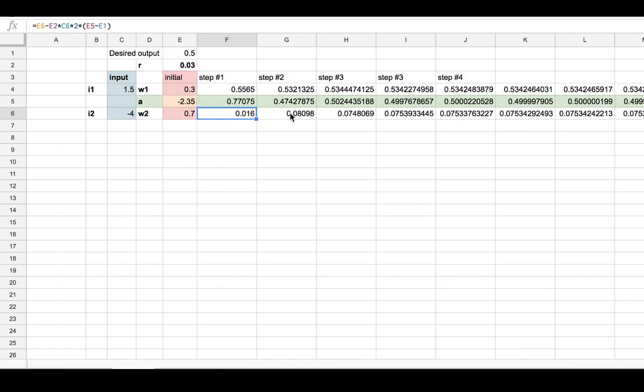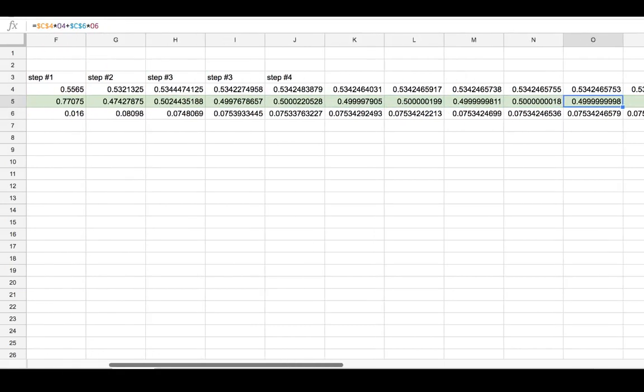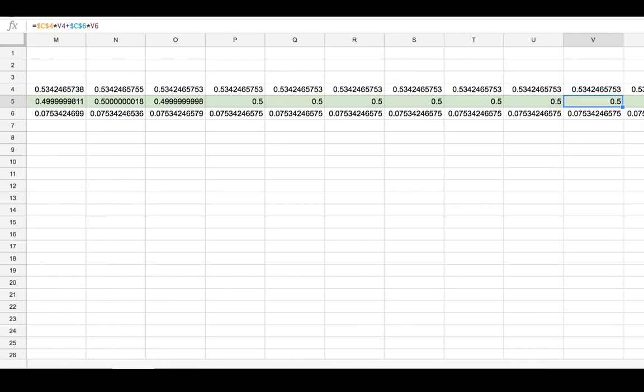So there we are. And so this one goes down really fast with this learning rate. So it goes from 0.7 all the way down to 0.016. And yeah, the activation starts looking like 0.5 very rapidly.